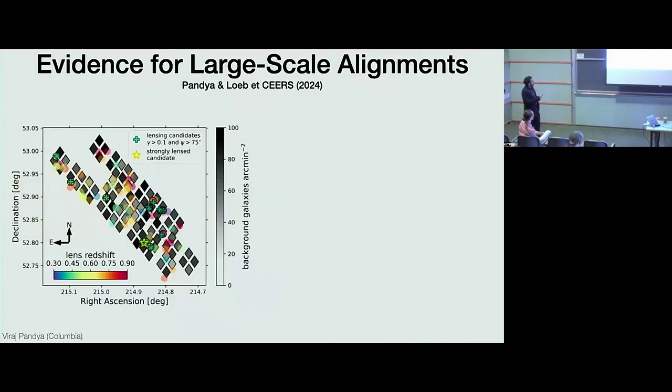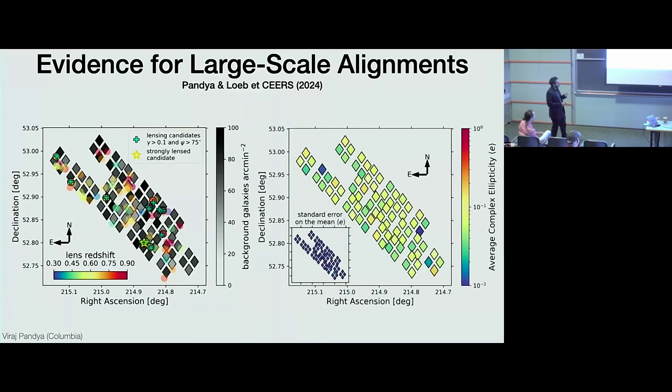Okay? Here is the SEARS footprint. Every single little square here is a single chip from NIRCam. And in every single one of these chips, we have on the order of 50 to 100 background galaxies. And what we're going to do is average over the orientations and the ellipticities of these background galaxies in the exact same way the weak lensing people do. And when we do this, if the background galaxies are randomly oriented, this summary statistic, this average complex ellipticity, should be less than 1%. But it's not.